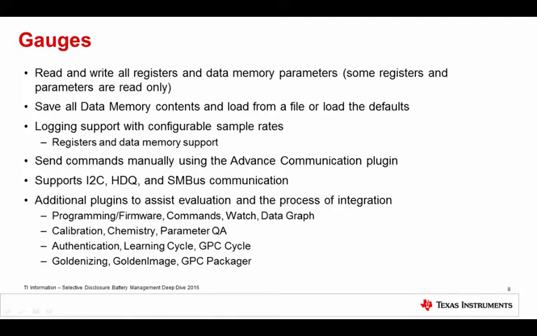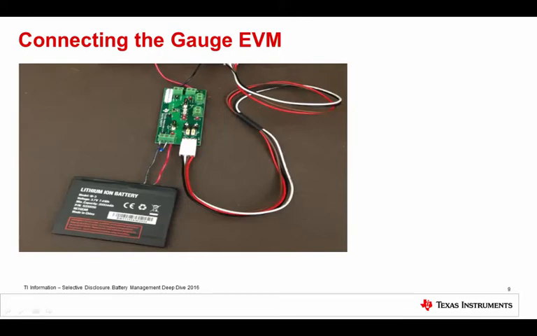There are specific plugins for calibration and chemistry, walking you through a process of questions that need to be answered in order to configure some of the more advanced, highly accurate gauges specifically to the needs of your platform. There's plugins for dealing with authentication, SHA-1, SHA-2, and so on. Learning cycle and GPC cycle, I'll get into a bit more detail in a few minutes. And then the production-ready process, which involves goldenizing, golden image, and GPC packaging for CEDV gauges. I'll talk about that briefly as well.